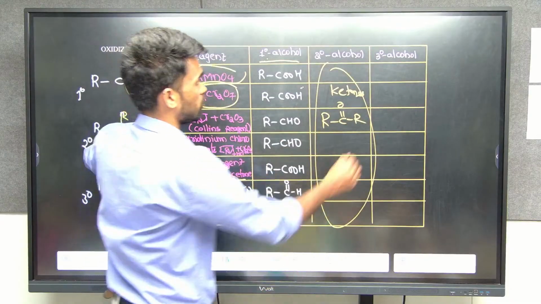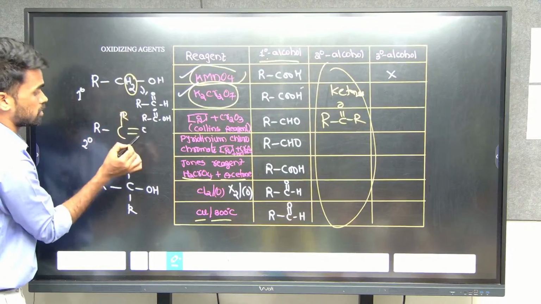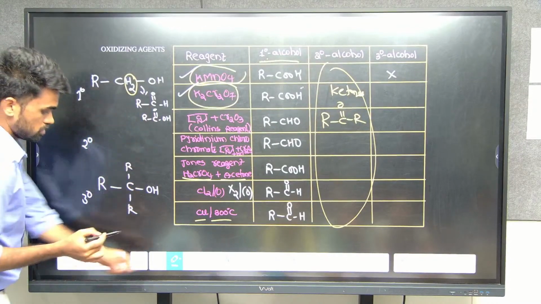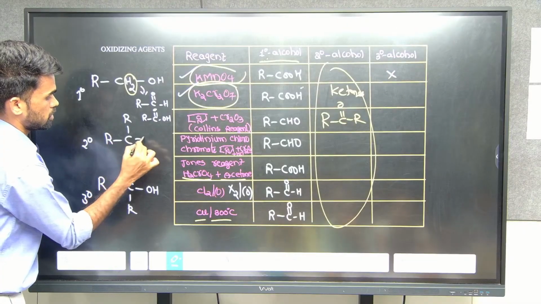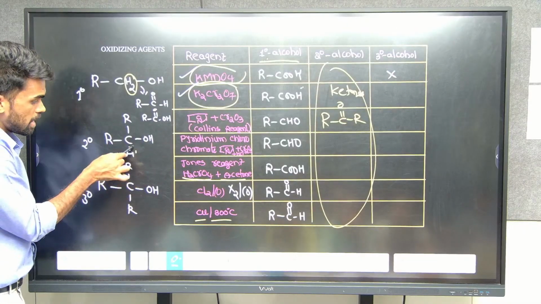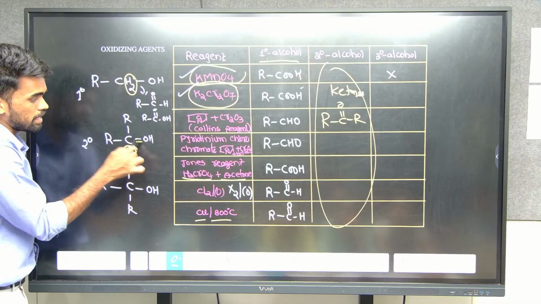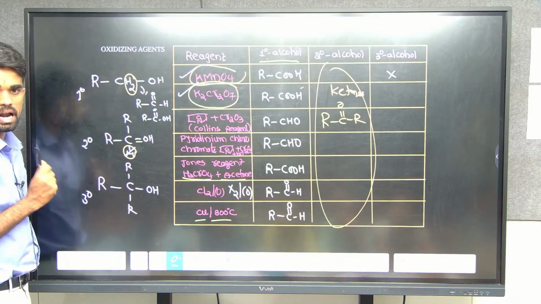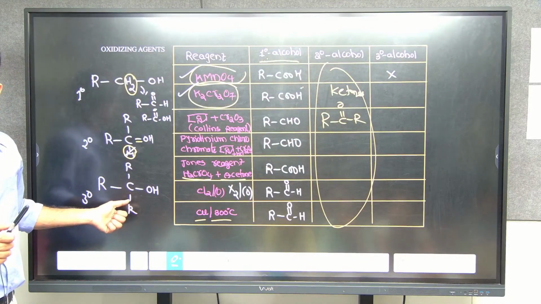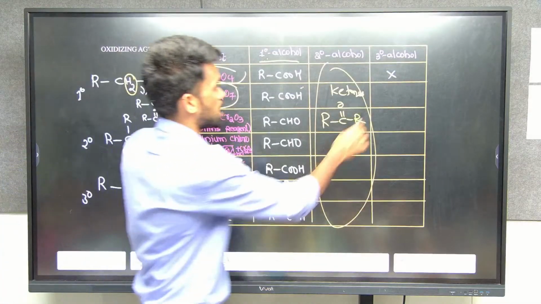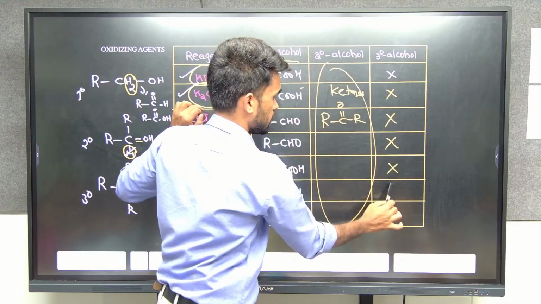Next, tertiary alcohol. With KMnO4 no reaction. What we require is that an alpha hydrogen should be there, so that I can remove it and oxidize to either ketones or aldehydes. But do we have that kind of hydrogen in the tertiary alcohol? No hydrogen. Therefore, no reaction with KMnO4 and the other reagents.